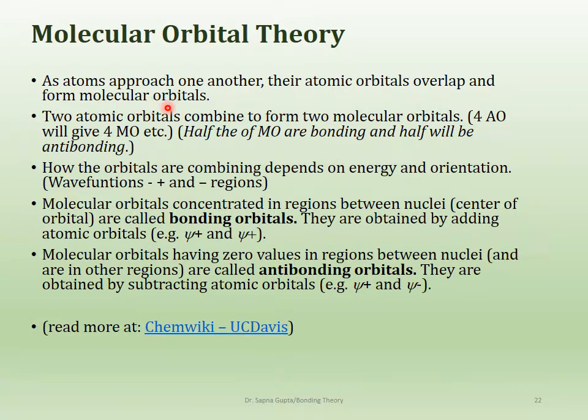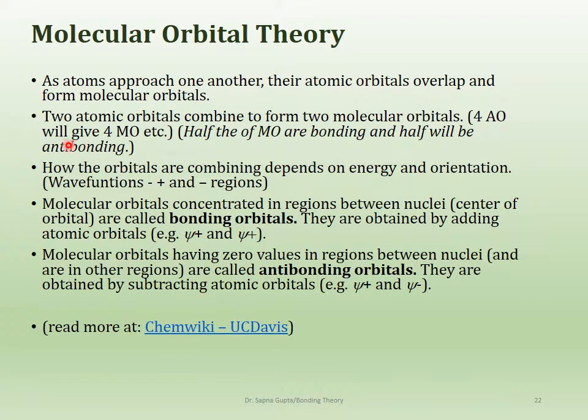The next thing is that if you have 2 atomic orbitals combining, then they will form 2 molecular orbitals, which means that whatever number of atomic orbitals you are combining will give you the same number of molecular orbitals. For example, if you had 4 atomic orbitals combining, they will give you 4 molecular orbitals. Now half of those MOs are going to be bonding and half of them will be anti-bonding.